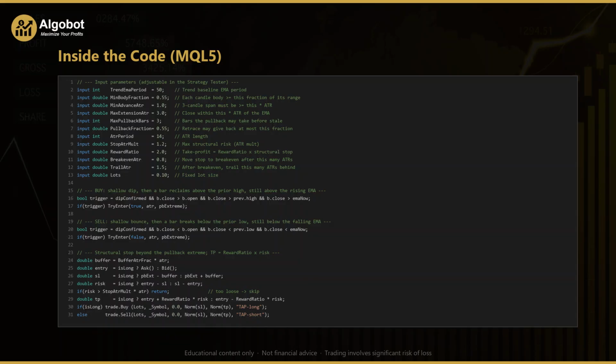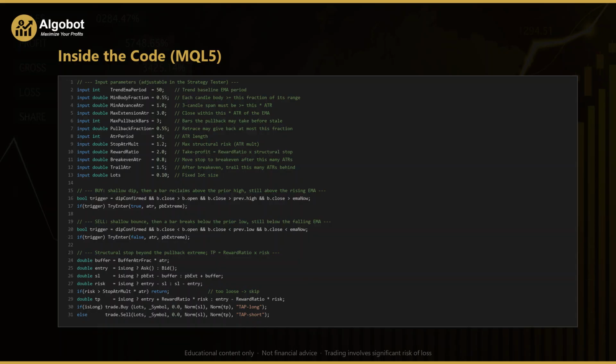ATR period feeds volatility into every calculation, while StopAtrMult, RewardRatio, break-even ATR, and trail ATR shape the risk model. Now to the heart of the logic. On the long side, you can see the buy condition.